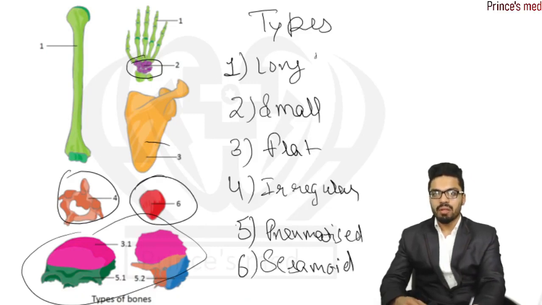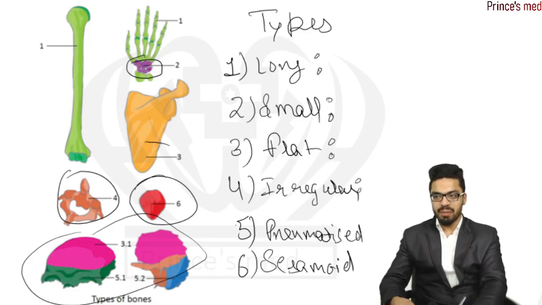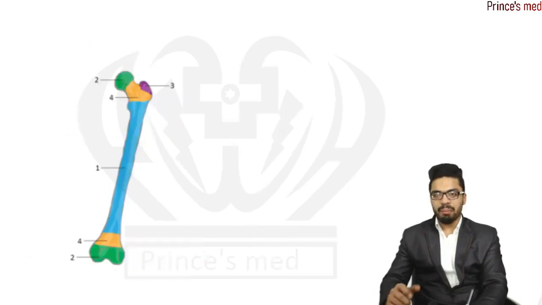Now an example of every bone. Long bone examples: femur, humerus, and most of our limb bones. In short bones, an example is the carpals, and in flat bones, an example is the sternum. Irregular bones, an example is the vertebra, and pneumatized bone examples are the sphenoid and ethmoid, and a sesamoid bone example is the patella, that is our kneecap, and some parts of the toe, and our thumb. Toe means foot toe.